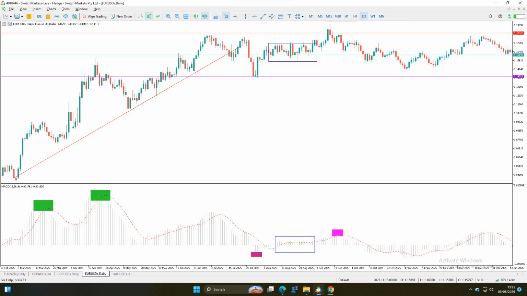The blue rectangle demonstrates an important lesson. Small MACD values near the zero line often indicate a choppy market where false signals are more likely to occur.